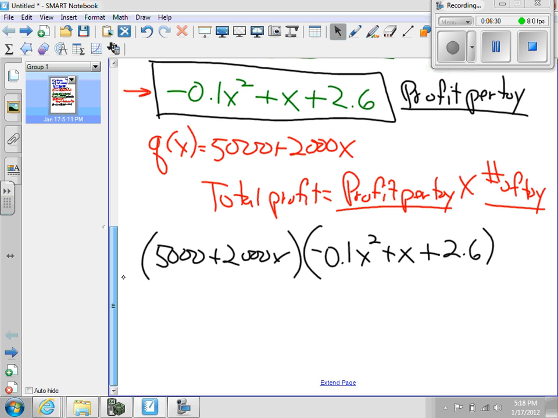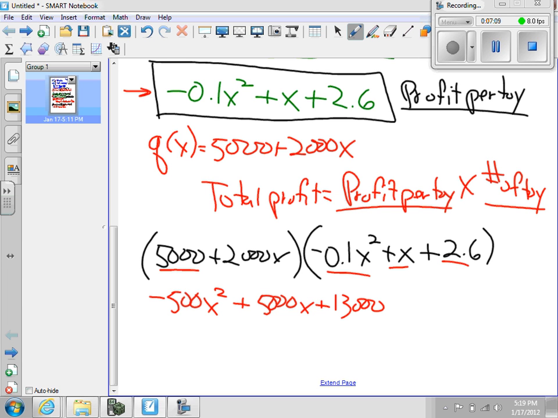Okay, so let's do it. I have 5,000 times my negative 0.1x squared. So I'm going to be starting off with negative 500x squared, plus 5,000 times my x. So that's 5,000x. And then 5,000 times 2.6. That is 13,000 plus 13,000.